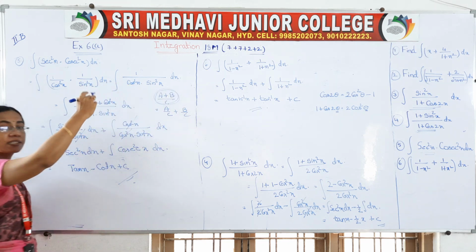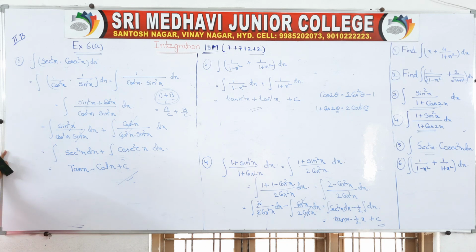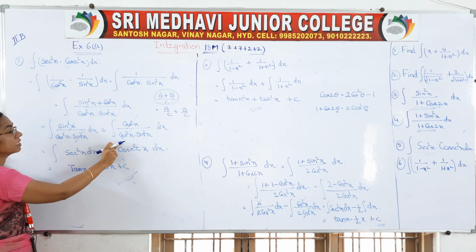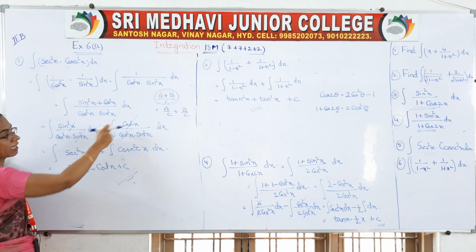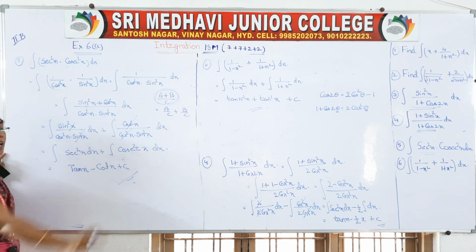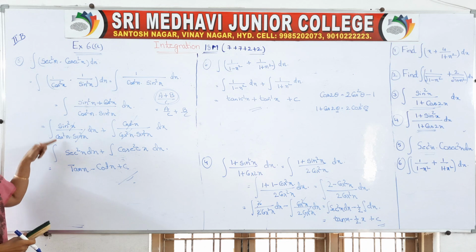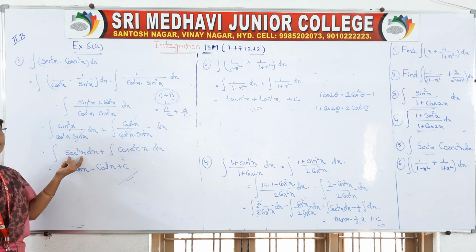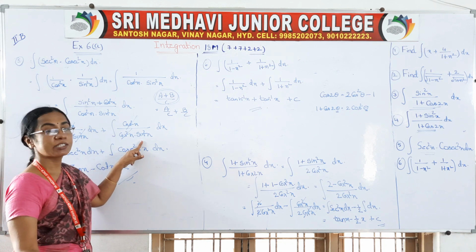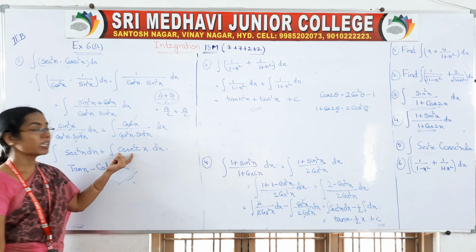Now it is of the form a plus b by c. We can write a by c plus b by c. Two terms are there, and in an integral, plus between two terms means we can go for separate integrals. So take the separate integrals and cancel: here sin square cancels, here cos square cancels. Left over is 1 by cos. 1 by cos is secant, but square is there, that's why secant square. 1 by sine is cosecant, square is there, that's why cosecant square.